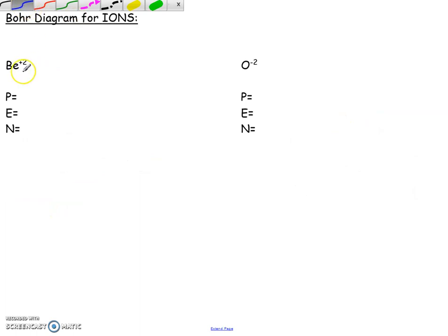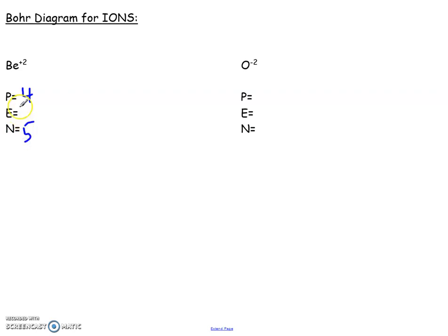All right, so let's take a look. So we have beryllium with a +2 charge. Beryllium has an atomic number of 4. Okay, we'll do the ones that are easy because they're the same, right? Beryllium's neutron number is going to be 9 minus 4, which is 5.